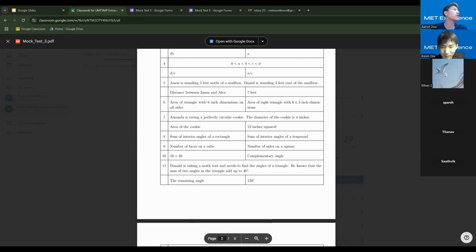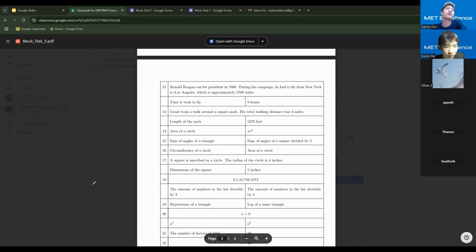Okay, so now let's go over, sorry, let's go over 13. Okay, so Grant took a walk around the park. This one also had a clarification. This should be the side length of the park in feet. So we know that Grant walked 4 miles in a square park. So the length of one side of the square is 1 mile. And on the other side, we have 5 to 70 feet.